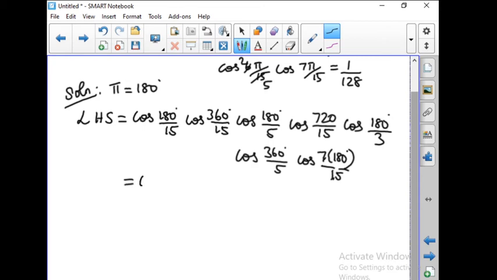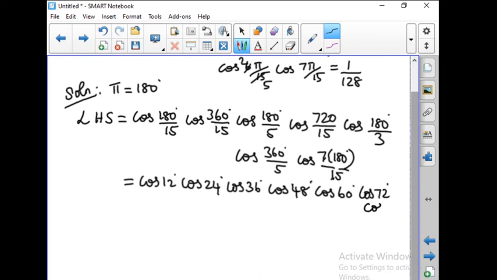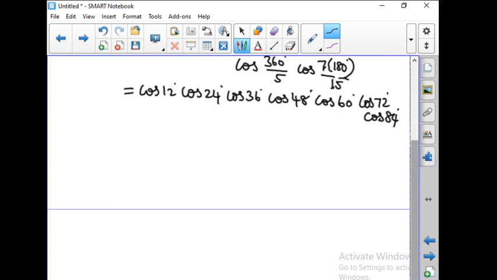Now dividing all this, you will get cos 12 degree, cos 24 degree, cos 36 degree, cos 48 degree, cos 60 degree, cos 72 degree, and finally cos 84 degree. Okay, so I am going to split this LHS as two terms. First I am going to combine these together, and next we are going to take this as another term. So after splitting into two, we are going to work on the LHS.